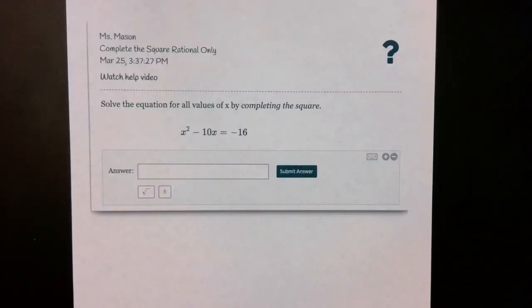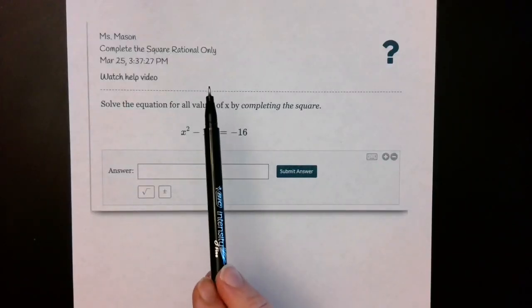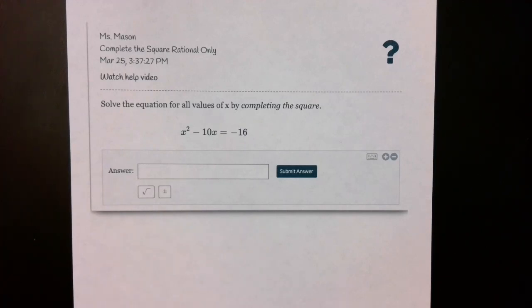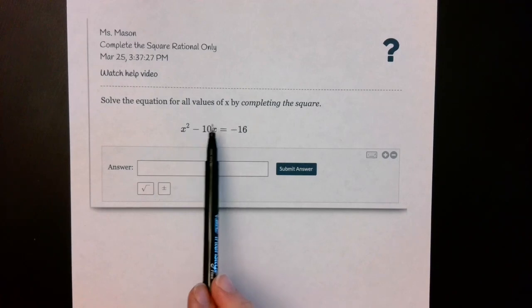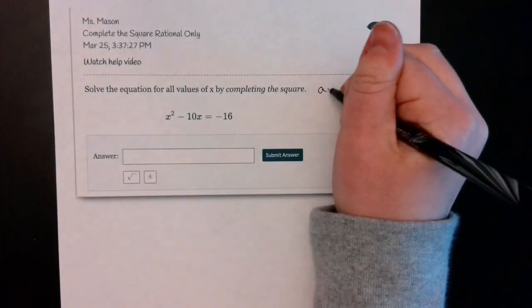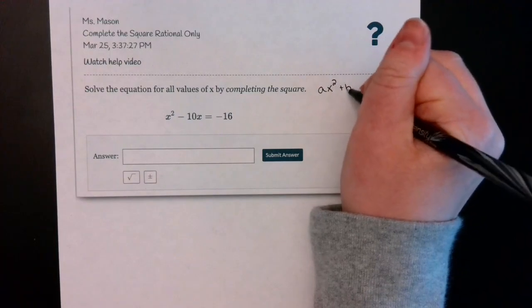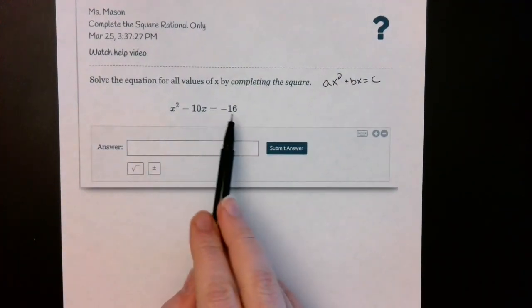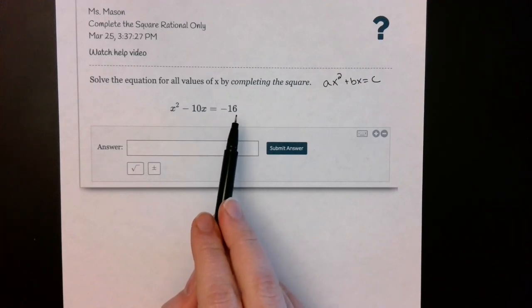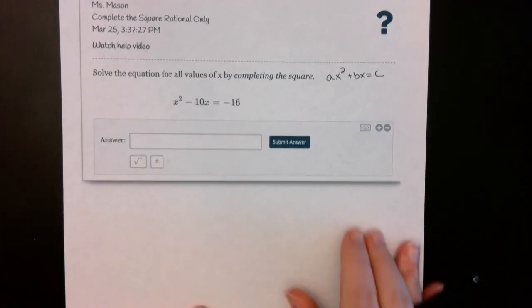Okay, so to complete the square rational only section of Delta Math, I'm going to work through a problem for you. It says solve the equation for all values of x by completing the square. To complete the square, it needs to be in this form, and this problem already is in it. My c is to the right of the equal sign, so I'm good to go.